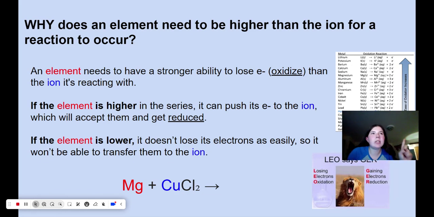And one key note is for a redox reaction, if something is reduced, that means something is oxidized. You can't have either or. You need to have both happen in a redox reaction. So that means if copper is reduced, that means magnesium is oxidized, which is what we want. But if magnesium is lower than copper, it doesn't lose its electrons as easily, so it won't be able to transfer them to copper and nothing will happen.